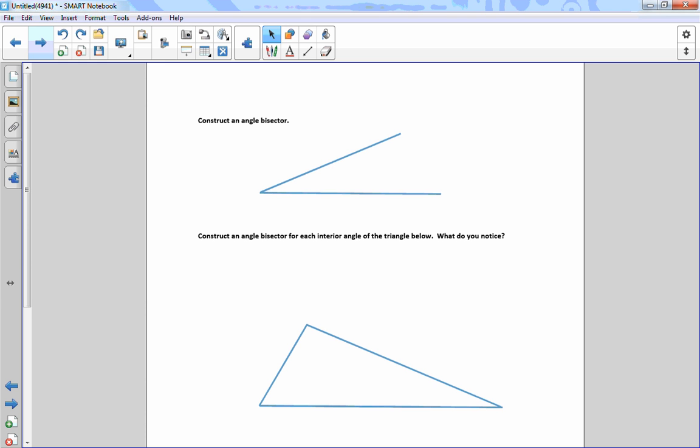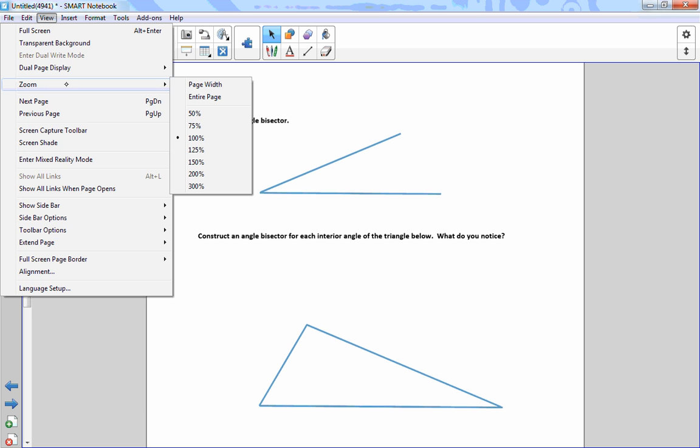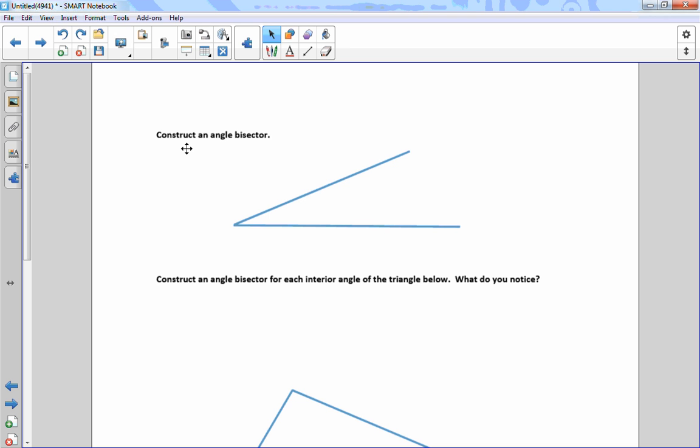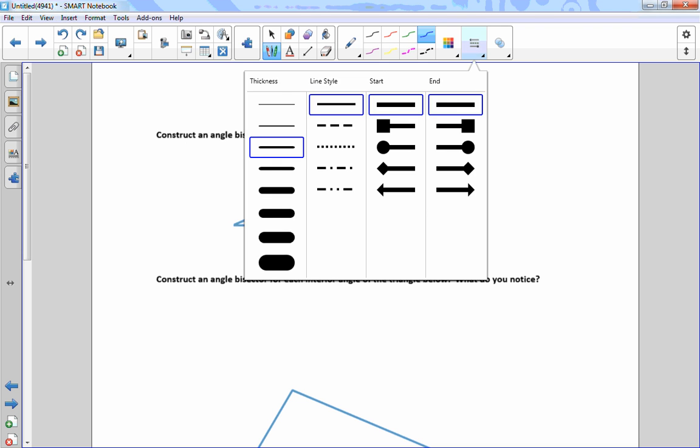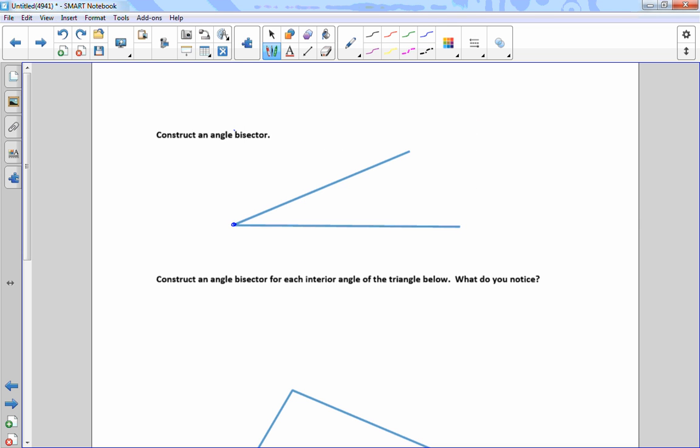Construct an angle bisector. This one you should have already been introduced to. Let's see, if they could, give me one letter, please. J. Okay. This is angle J. The vertex is at J as well. We're going to bisect this angle. When we're bisecting an angle, where should we be cutting it? In half on the outside? On the inside, halfway.